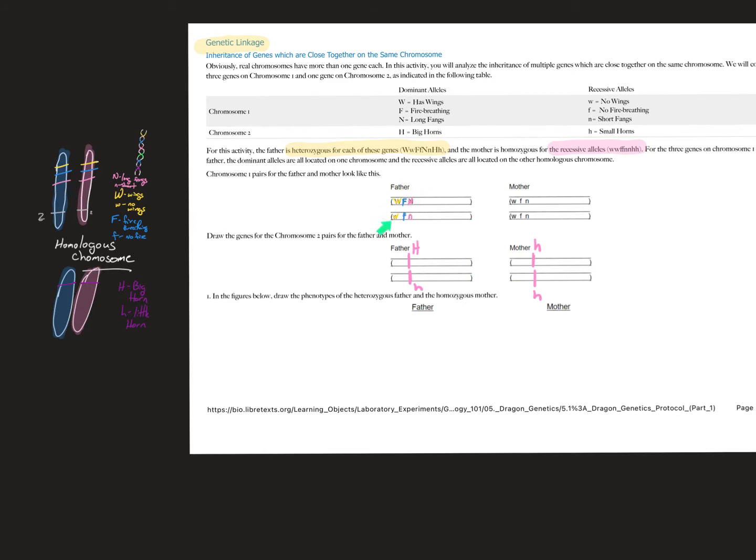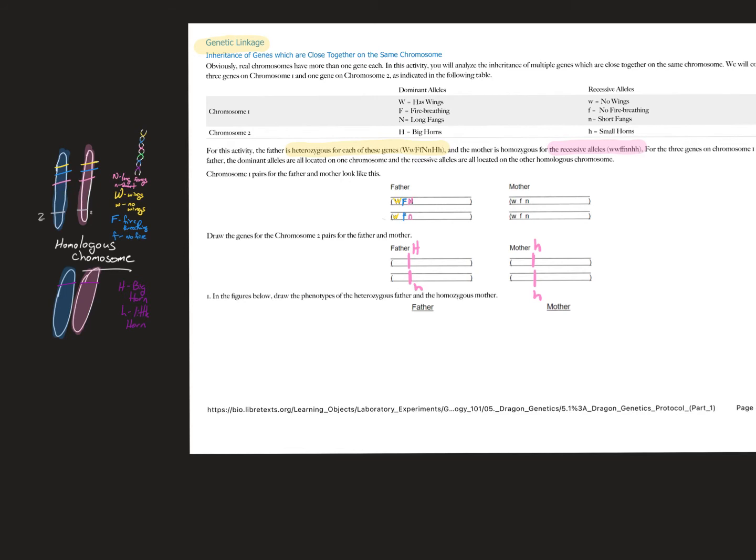And so what we find is that these three dominant or recessive phenotypes and the genes that produce them are found close together on one chromosome. So they are linked. They're going to move as a group. So you're either going to have big W, big F, big N, or little w, little f, little n. They're not going to separate. You can't mix them up. These three genes are going to move together, and these three alleles are going to be moving together.